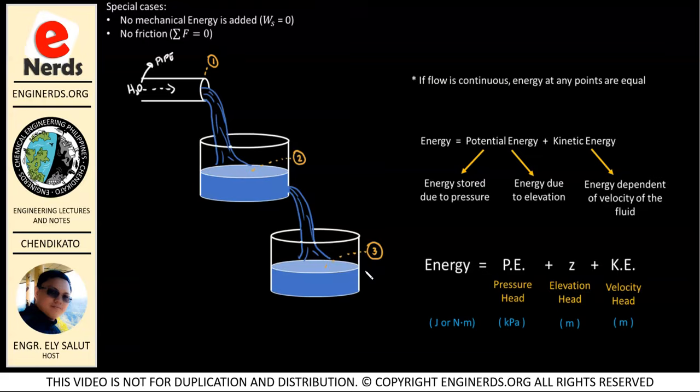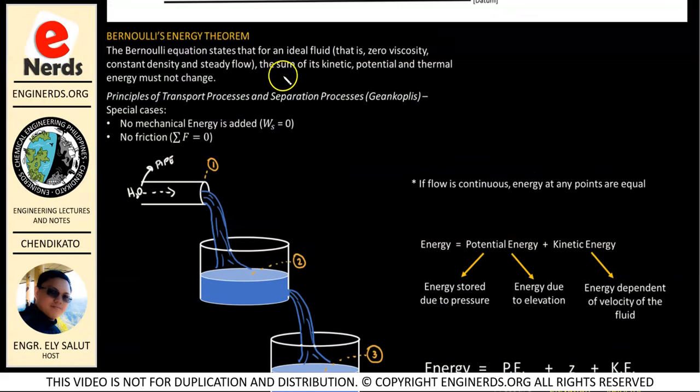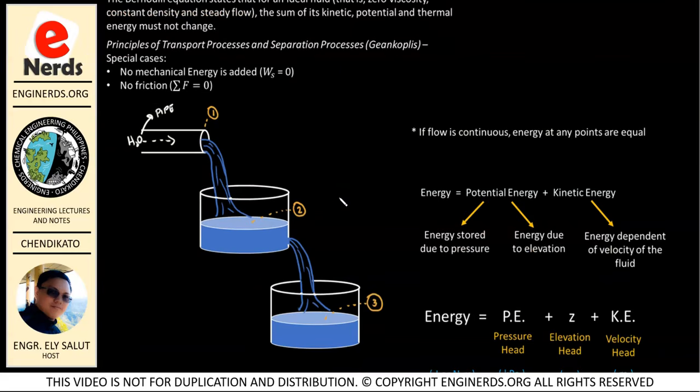Okay, so now, i-analyze natin yung sinasabi dito na the sum of its kinetic and potential thermal energy must not change. So what it basically means is that, okay, we have to remember this condition. If the flow is continuous, so this is true as long as we have a continuous flow. So as long as the flow is continuous, energy at any points are equal.